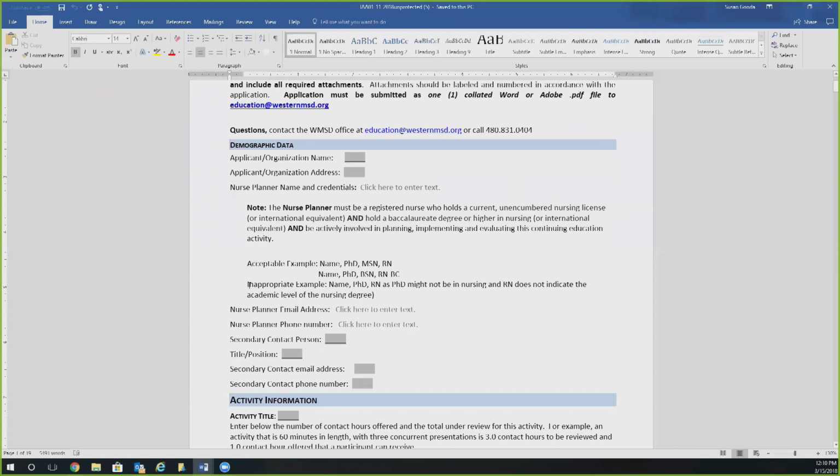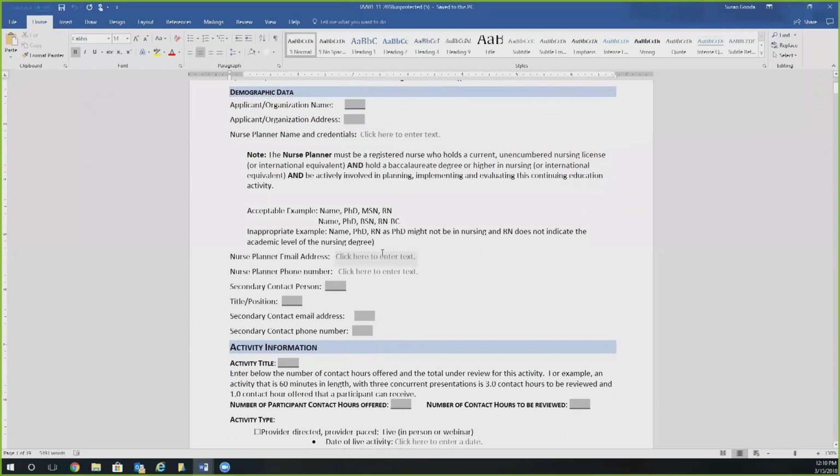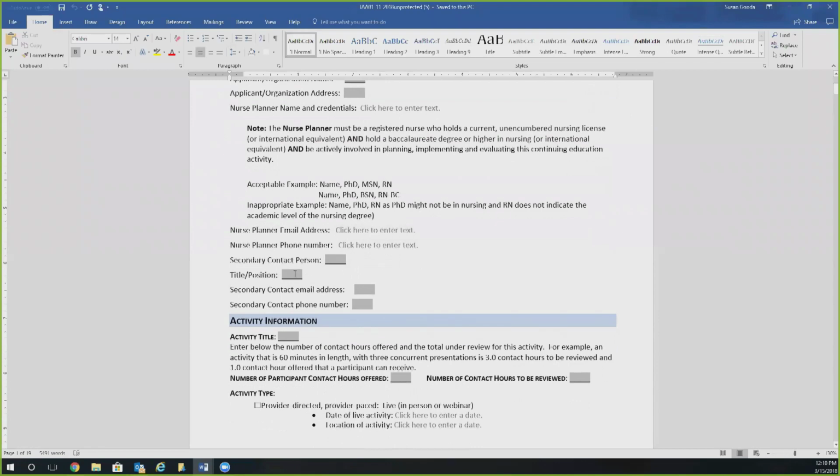So we've given you some examples here that are acceptable and the same explanation that I just gave you. We need the nurse planner's email address, contact phone number, a secondary person who may be assisting in the completion of the document, the title, address, phone number.